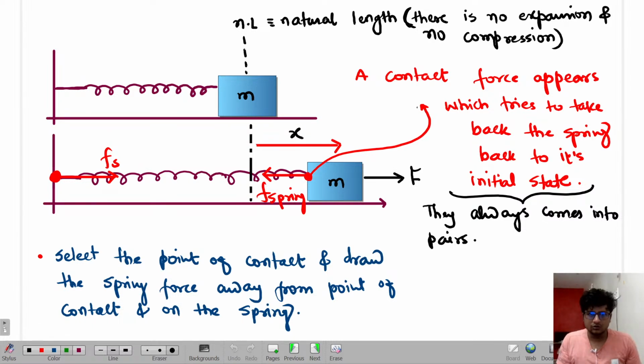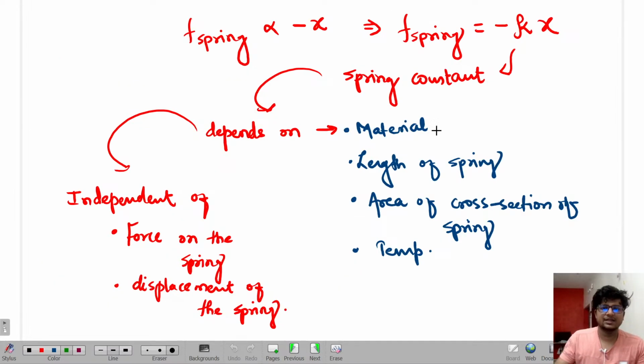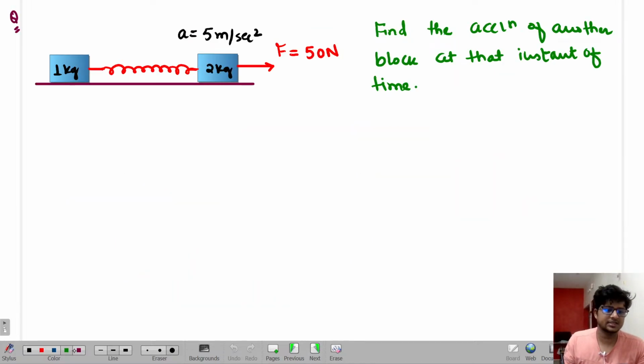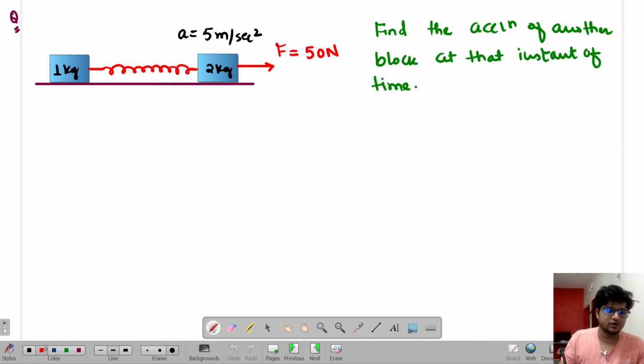How to draw spring force, simple idea is there. Listen to the point, see the point of contact and away from the point of contact and towards the spring, draw the spring force. Simple idea, logic. Is that clear or not? Apart from that, no other logic. Okay, and that spring force is equal to just kx. Look over here. Here I didn't mention any k or something like that. See, where is my point of contact? There are two points of contact over here.